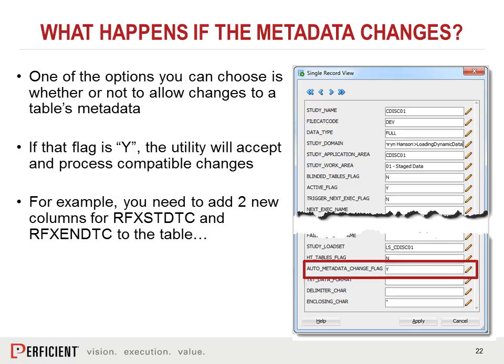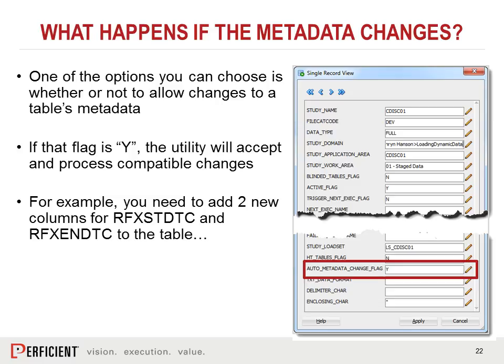So I mentioned a couple of times, what happens when the metadata changes? How do I manage that? In our ideal solution, we want that to happen automatically. We don't want to have to manually intervene when there are changes. So one of the options you can specify when you're setting up the study is whether or not to allow compatible changes to a table. And by compatible, the utility takes a conservative approach and says anything that will not potentially destroy data is a compatible change.